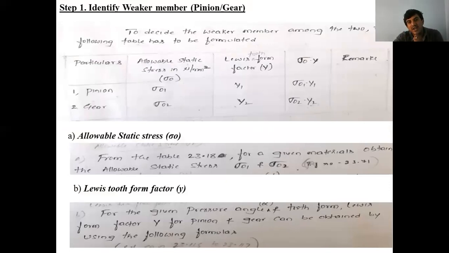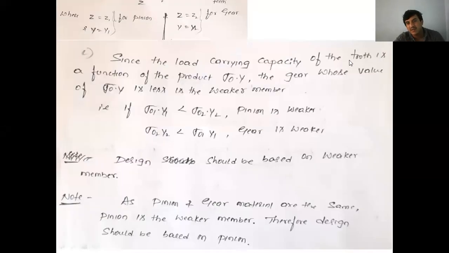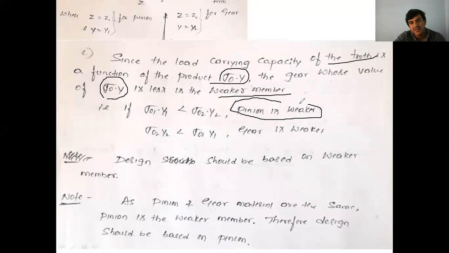The member whose load carrying capacity is less, that member you should take as the weaker member. Since the load carrying capacity of the teeth is a function of the product of sigma naught into y, whichever has the smaller value of sigma naught into y will be the weaker member. If sigma naught 1 y1 is less than sigma naught 2 y2, then which is the weaker member? Pinion is the weaker member. If sigma naught 2 y2 is less than sigma naught 1 y1, then which is the weaker member? Gear is the weaker member.